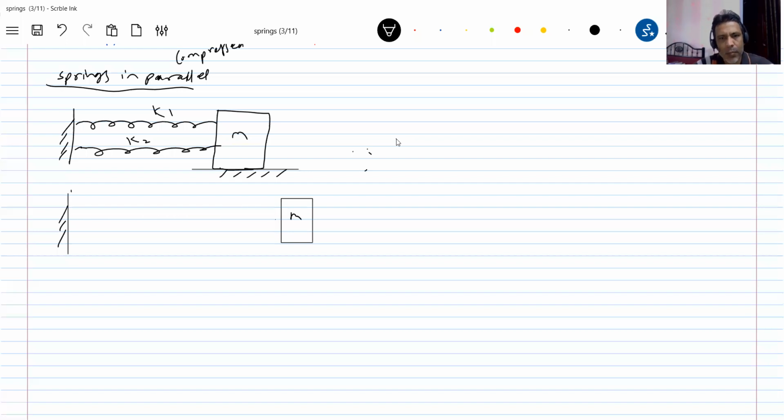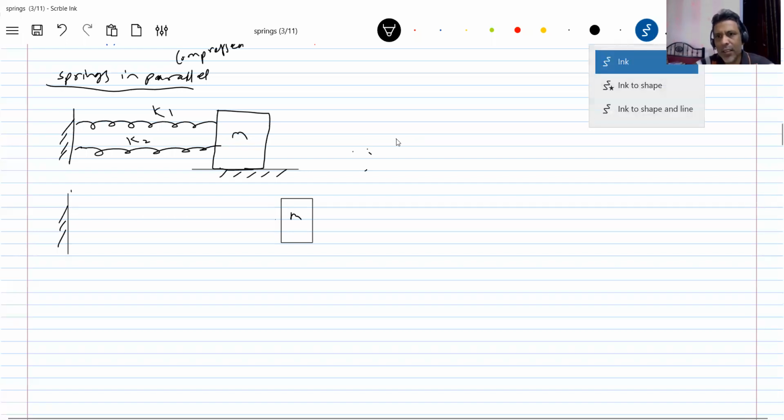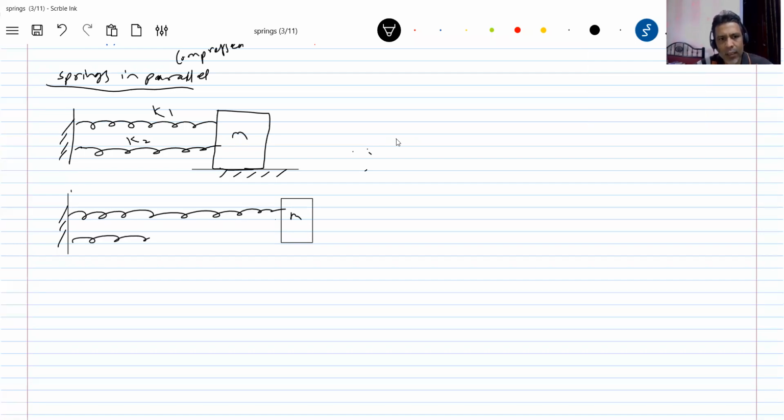Will both springs have the same elongation? Yes, both the springs will have the same elongation. Look at the elongation, how much will it be? x. Then how much spring force will act? K1x and K2x.